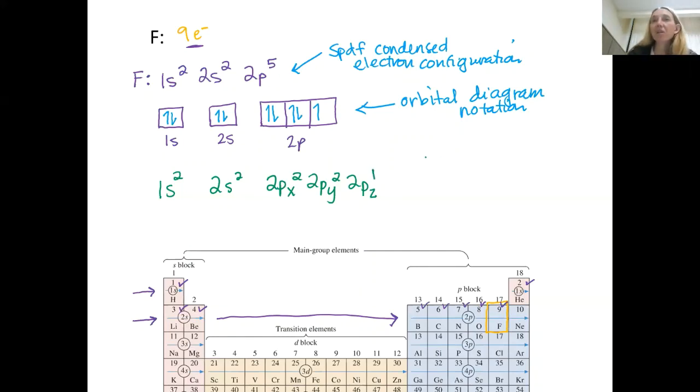Okay, so if I do this, this is called the SPDF expanded notation or electron configuration. And so each one of these gives me a more specific description of where those electrons can be in an atom. Okay. Any questions about this?